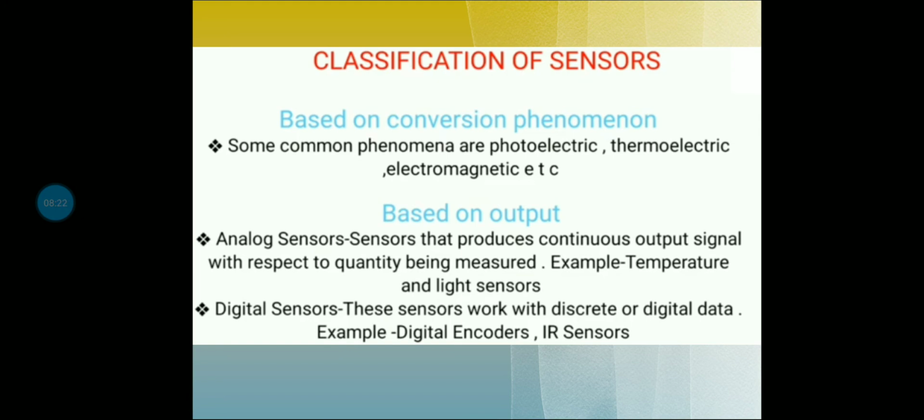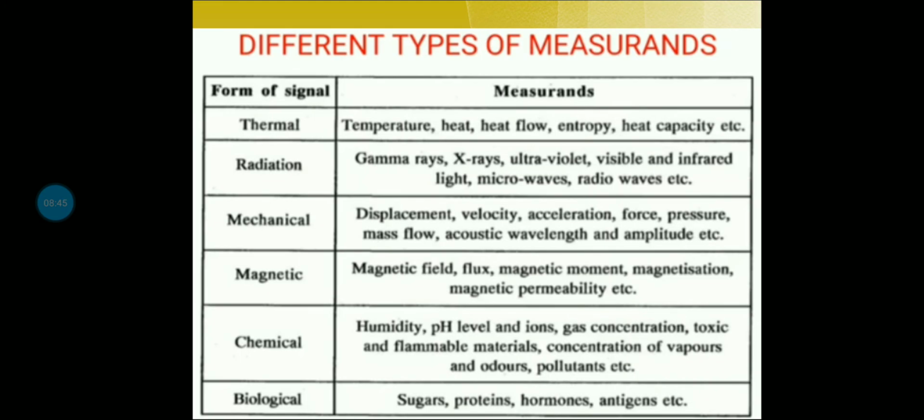Classification based on the output: analog sensors and digital sensors. An analog sensor produces a continuous output signal with respect to the quantity being measured. Digital sensors work with discrete or digital data. Examples are encoders or IR sensors. Okay, so these are the different types of measurements.